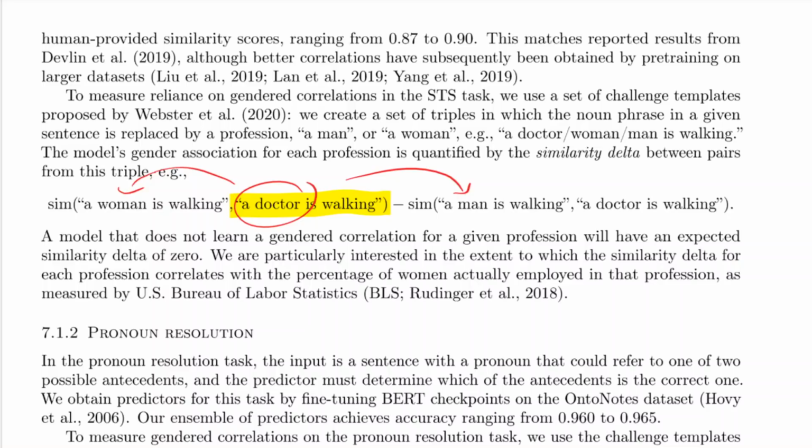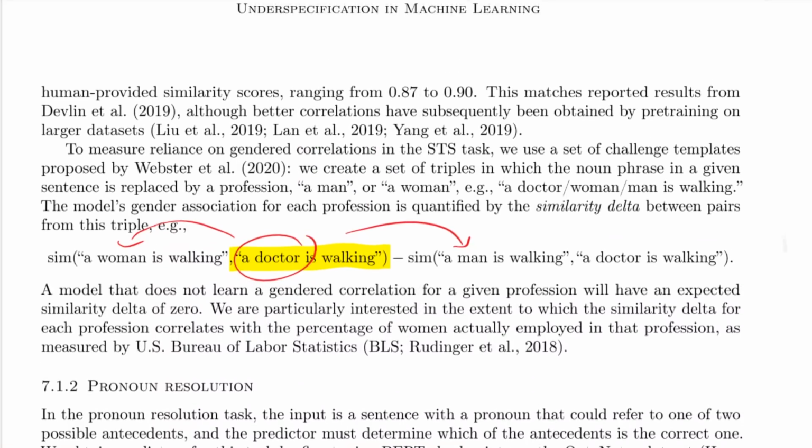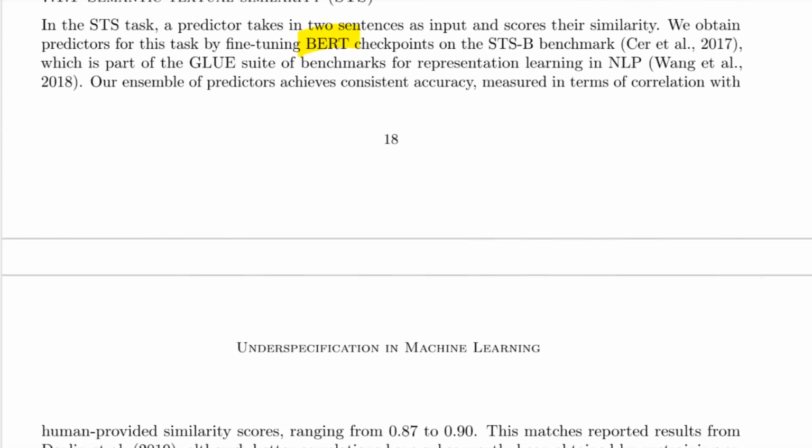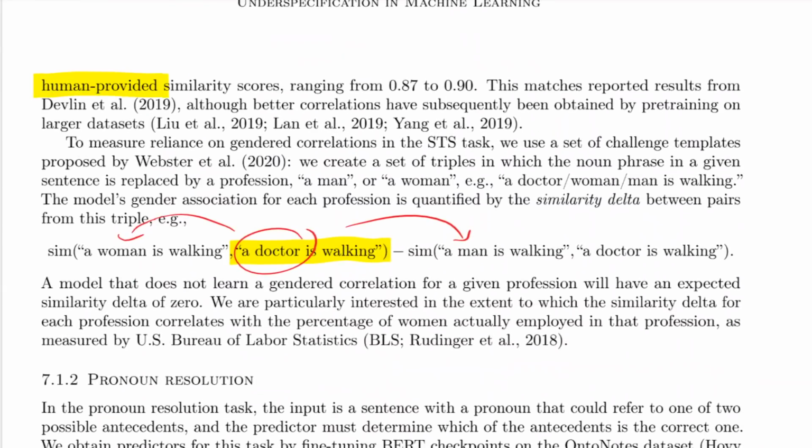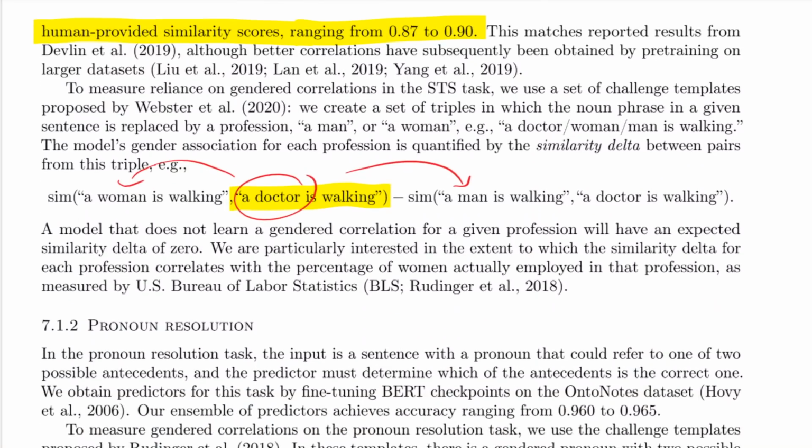I presume by simply taking the inner product of the embeddings, or you can actually train it. Okay, so they say, part of GLUE, our ensemble of predictors achieve consistent accuracy, measured in terms of correlation with human-provided similarity scores, ranging from this to that. So you have a model that can predict similarity in text, just similarity. It knows nothing about gender. You simply train it on a data set to predict similarity in text.